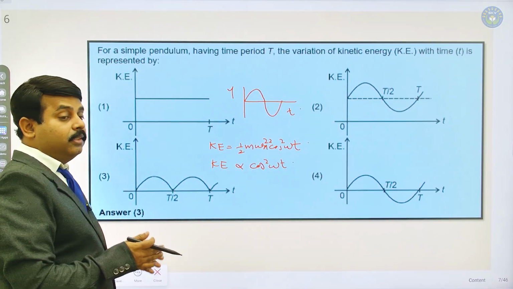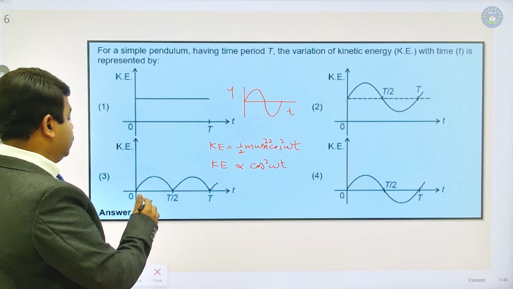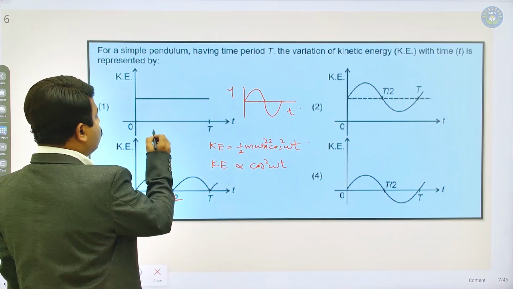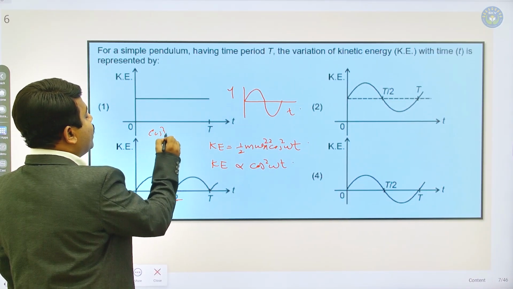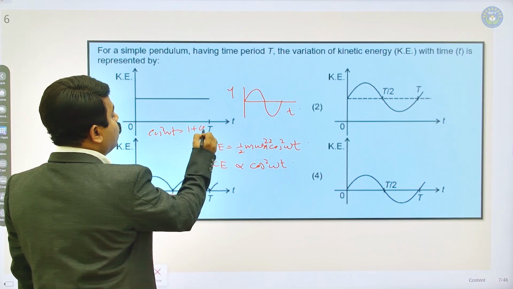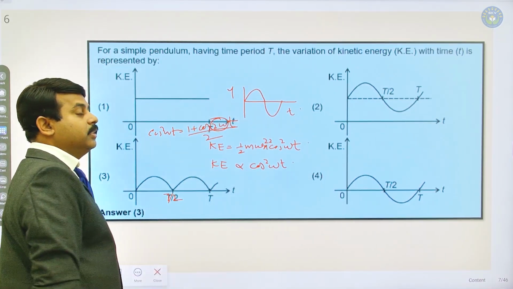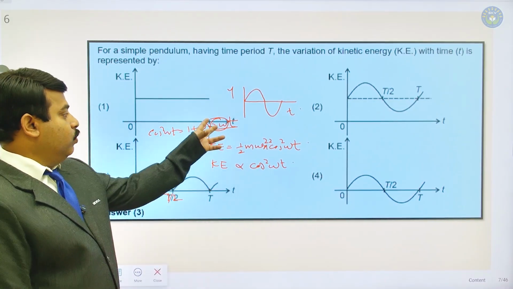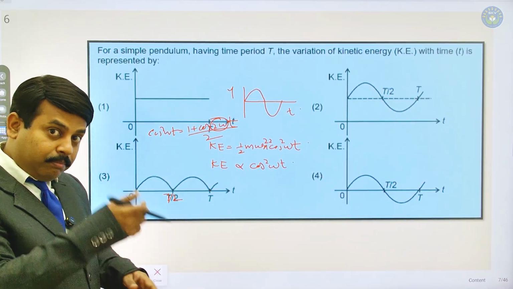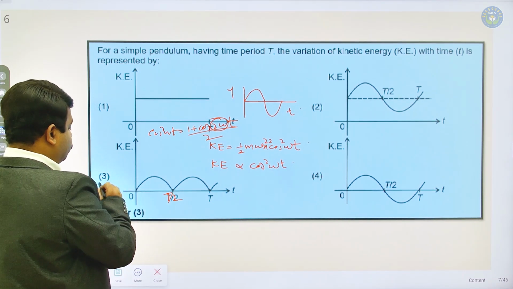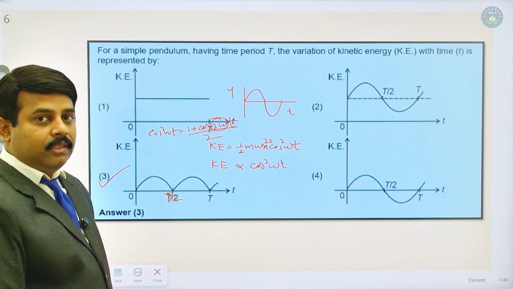But its time period is just half, T by 2 only, right? So it executes two times. Why? Because cos square omega t is equal to (1 plus cos 2 omega t) divided by 2. Then 2 omega is the effective angular frequency, so the time period will be half, right? So T by 2. Then option 3 is correct, right? All right.